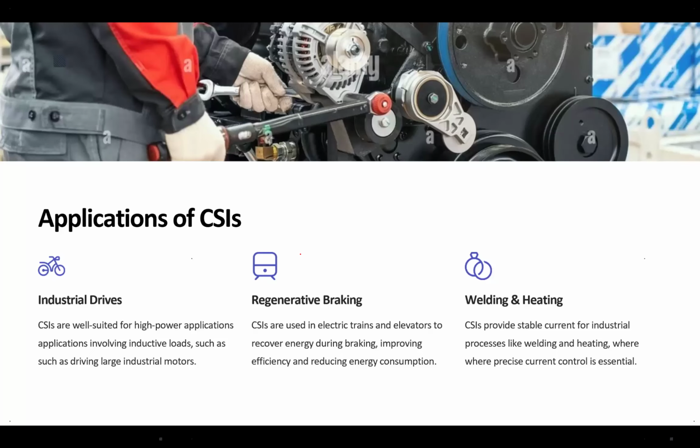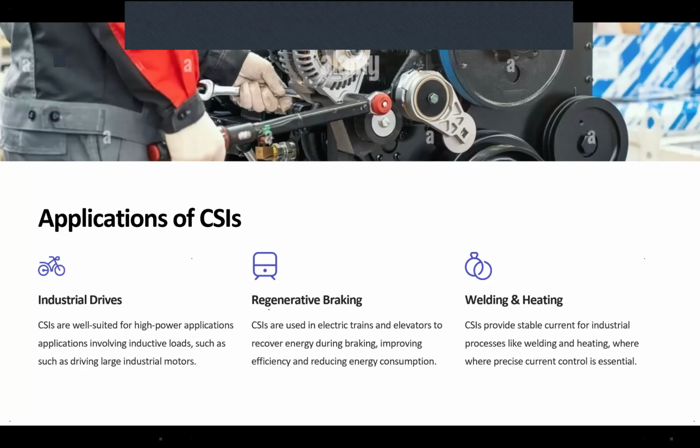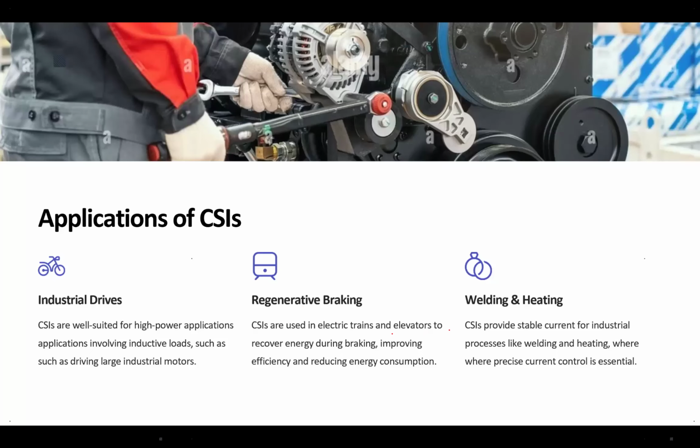CSIs, the current source inverters, are a better choice based on their capability for driving industrial or high power applications. Now, if you want to use regenerative braking, which we mentioned for electrical trains or elevators, when you want to recover energy during your application, the better choice could be CSI because the nature of the recovering energy is current, not voltage.